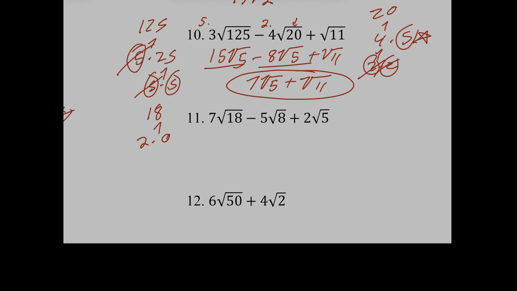Here we go, number 11. 18 is going to be 2 times 9 and a 3 times 3. Okay? So I've got that. I'm going to pull them out, and I'm going to have 21 root 2.